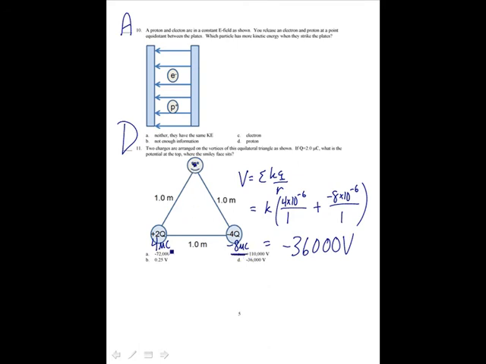You could also make this slightly easier because you see half of this charge, since it's equidistant from this point, cancels with this charge. So I could also just say that V is equal to K times negative 4 microcoulombs over 1, and that would also equal negative 36,000. Of course, this should be times 10 to the minus 6. Alright, but you didn't have to go that way, but you could.